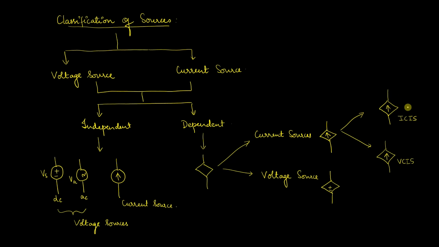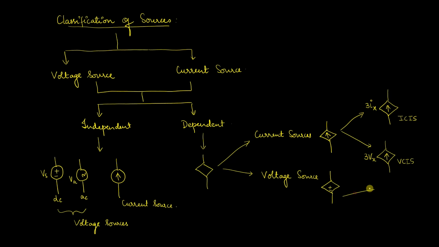Since they are dependent sources, they are dependent on some parameter. In the first case we have the dependence on the current which is flowing in some part of the circuit. So Ix could be flowing in some part of the circuit. This is a current controlled current source. Similarly, we can have a voltage controlled current source, which means Vx is some value of voltage which is present across some element in the circuit.